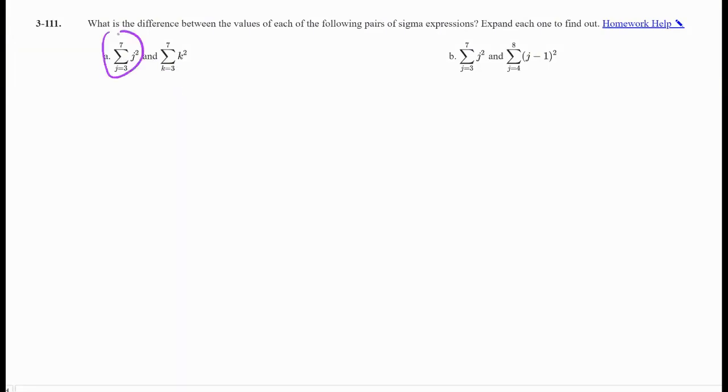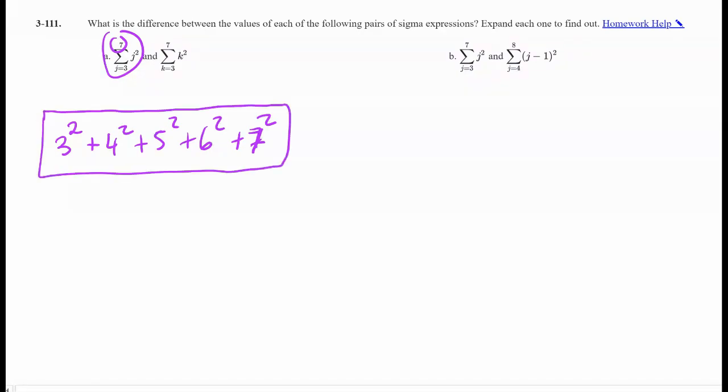So first, this one here, I'm going to plug in 3 for j first. Then I'm going to go up to 7. So 3 squared, then 4 squared, then 5 squared, then 6 squared. And now I stop here because that's my top number. So I plug that in for j each time. So here's my expanded form when I'm finished with that.